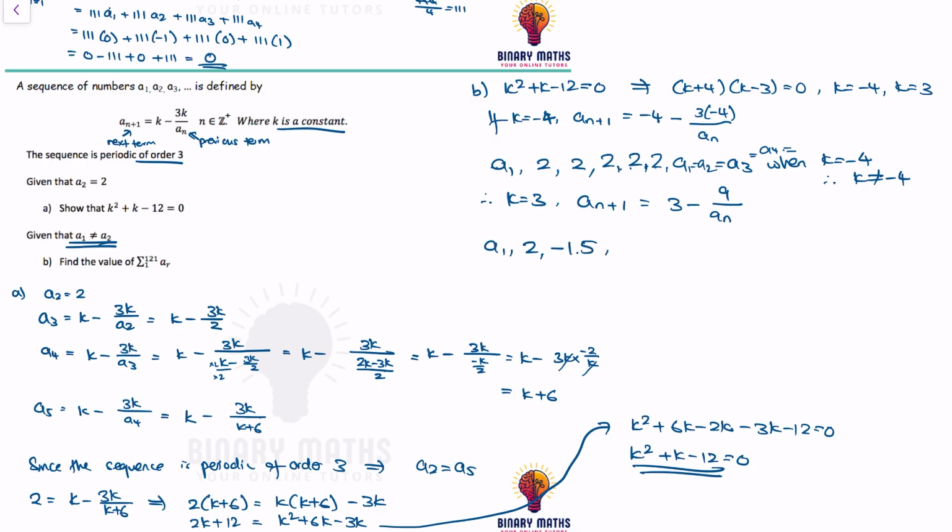9 divided by minus 1.5 is minus 6. 3 minus minus 6 is 9. So the next term will be 9, and then it repeats itself. So 2, minus 1.5, 9. And A1 would now be the one previous to 2, which is 9. Okay, so that is my sequence.